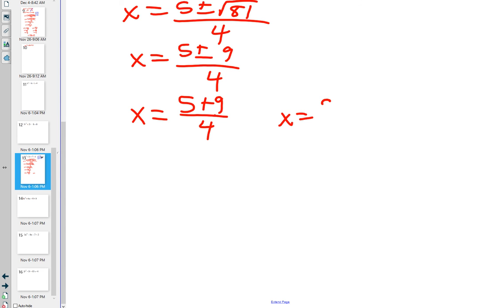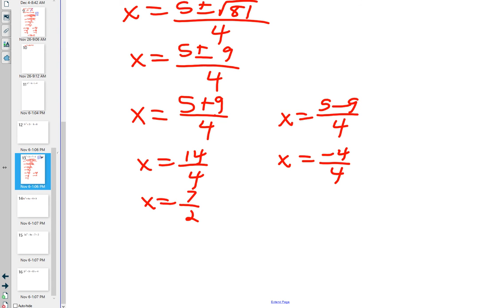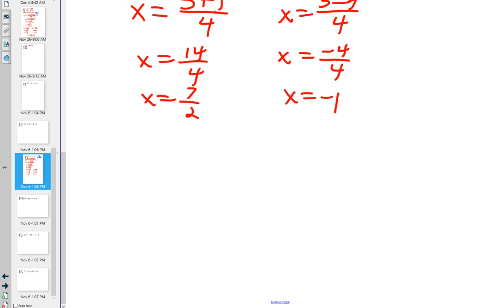So x can be 5 minus 9 also over 4. So x is 14 over 4, 7 over 2. And x is negative 4 over 4. So x can be 7 over 2 and negative 1.